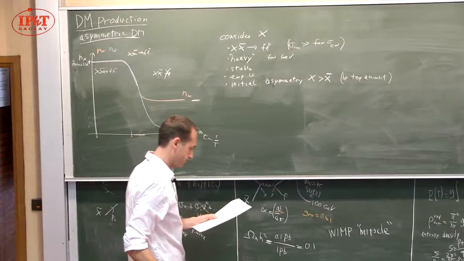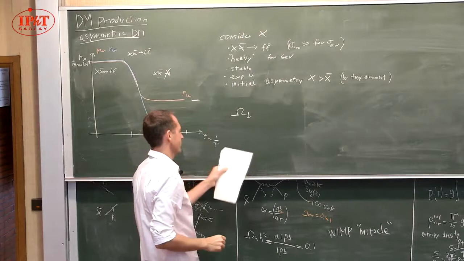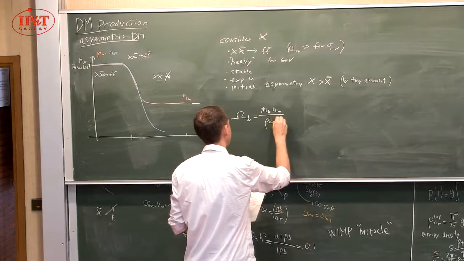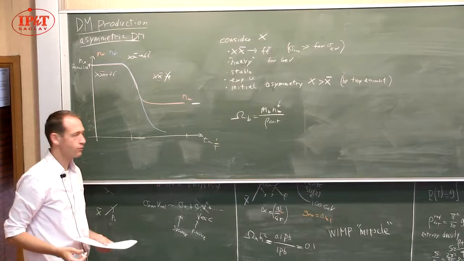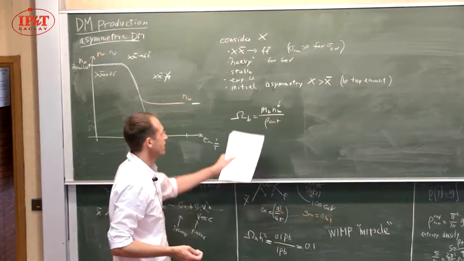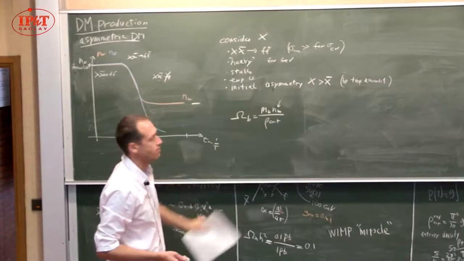In baryons, the omega baryon, the relative energy density of baryons, is given by the mass of the baryons times the number density of baryons divided by rho critical. And this number density of baryons is the residual of an initial asymmetry between baryons and antibaryons. For some unknown reason, in the very early universe, we had a phenomenon that produced a little imbalance between the number of baryons and antibaryons, which is called baryogenesis. And what is left over is the residual amount of baryons.